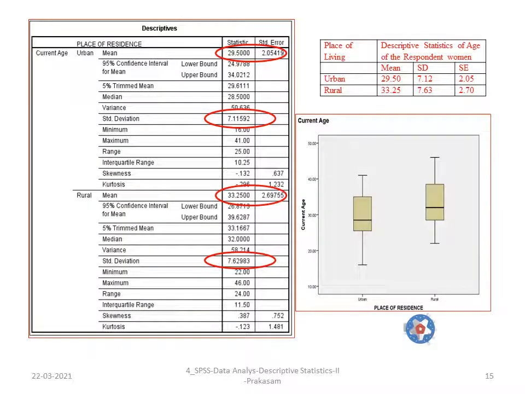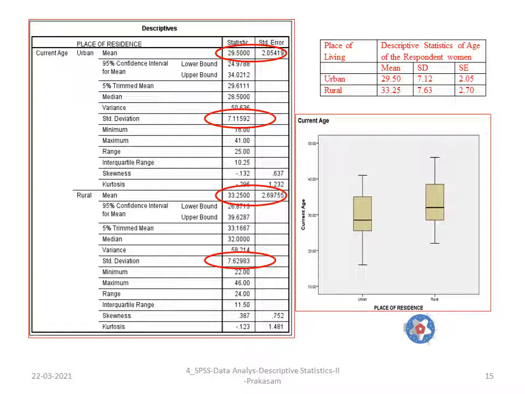When you look at the SPSS output, on the right side you will have current age, and place of residence is the next one. For the urban area you will find the mean, 95% confidence interval, median, variance, standard deviation, minimum, maximum, all the descriptive values. Similarly, for the rural area, all the descriptive statistics are given. Therefore, from this table we can make a summary table, given on the right side in red, showing the descriptive statistics of age of the respondent woman for urban and rural areas.